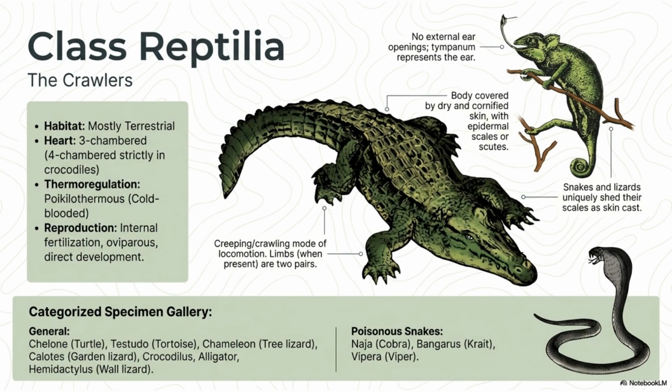Class Reptilia, the creeping animals, are the first true land vertebrates, mainly terrestrial with dry, scaly skin. They are ectotherms and respire only through lungs. They lay shelled eggs on land, marking a major adaptation for terrestrial life.